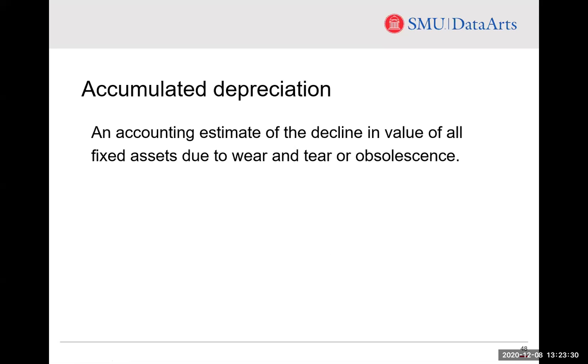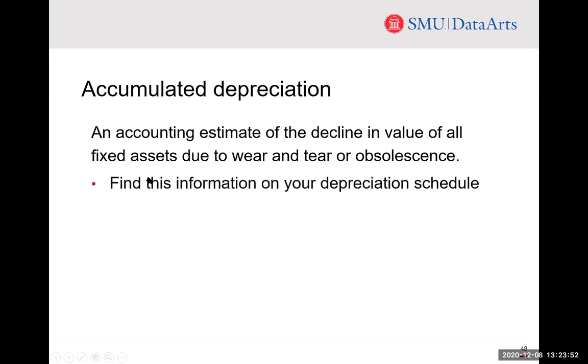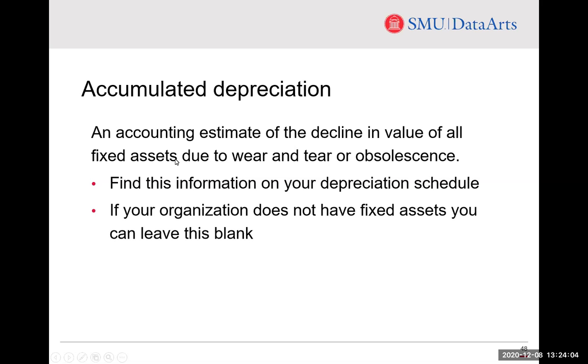So accumulated depreciation is an accounting estimate of the decline in value of all your fixed assets due to wear and tear or obsolescence. This is the idea that, if I buy a building today, it's not going to have the same value in 50 years. So we want to think about how it's losing value over time as we have to maintain it and eventually potentially replace it. You can find this information on internal records. You may want to talk to a treasurer about your organization having a depreciation schedule. That's where you would find this information. If you don't have fixed assets, you can leave this information blank.